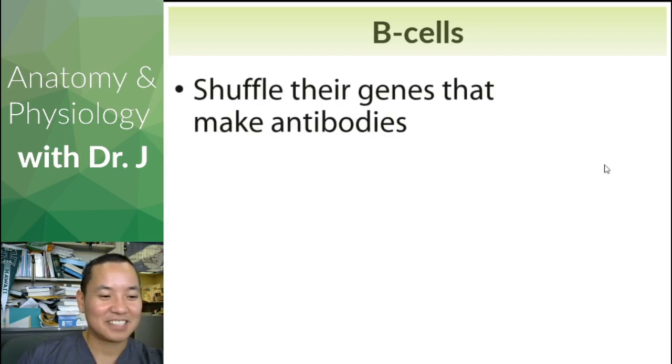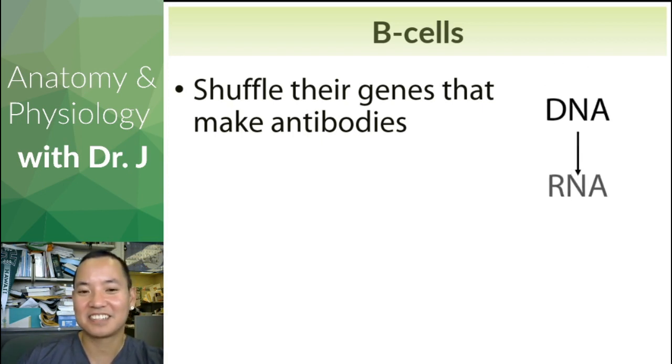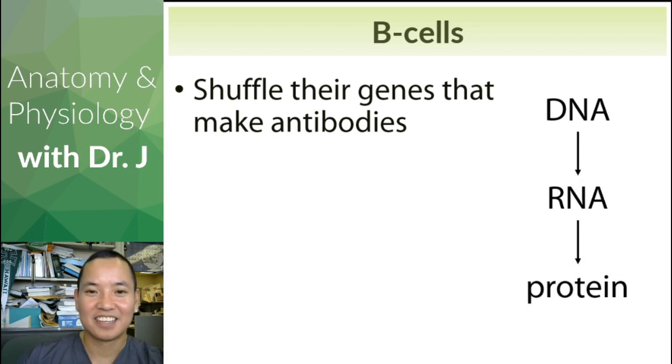So again, B cells, they shuffle their genes that make antibodies. So the things that your antibodies, if you've taken immunology or one of the advanced cell and molecular biology classes, the VDJ recombination, that's what I'm talking about. But again, some of us haven't even had genetics or cell biology yet, so just know that B cells shuffle their genes. So remember, if you've taken even basic biology, DNA makes mRNA, makes proteins.